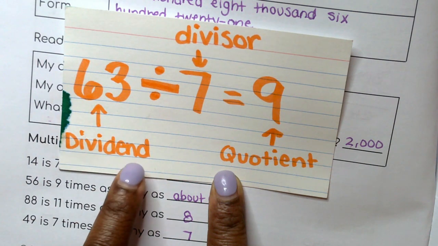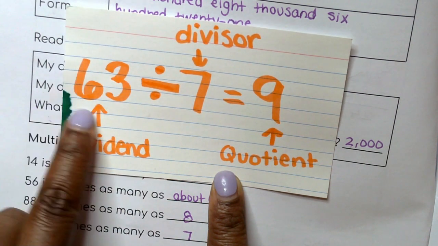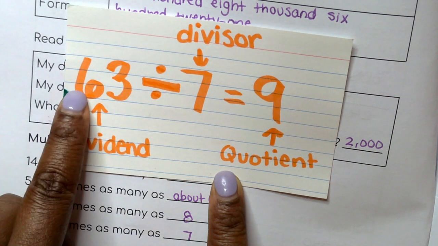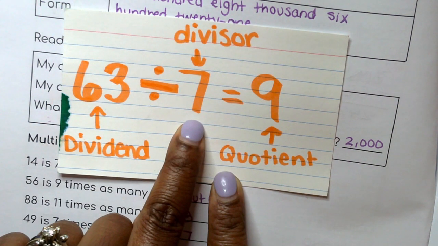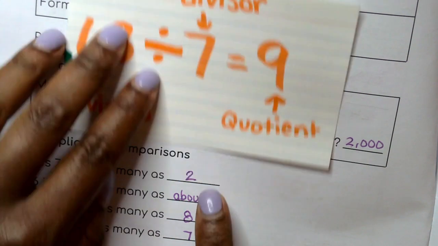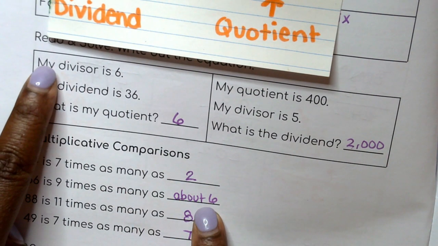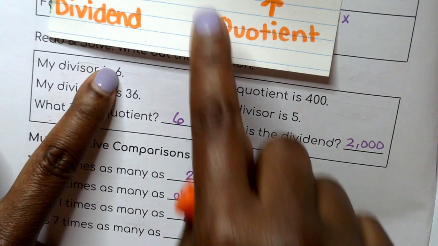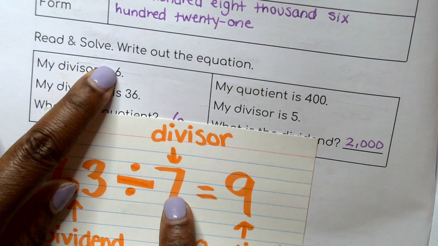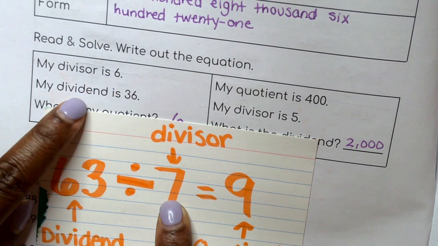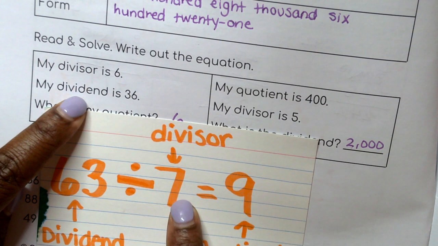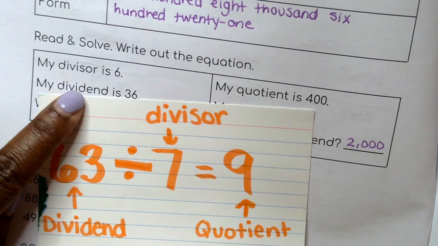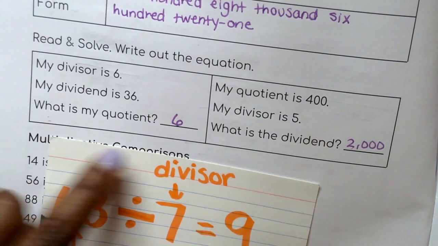Dividend, that's that big number. That's that total. The total that this is going to be. That's how big the group is. And the divisor is the parts that you're breaking that group into. So here it says my divisor is 6. So the divisor, this number, is 6. My dividend is 36. This number is 36. So really what it's saying is 36 divided by 6 equals, and the quotient is the answer there, which is 6.